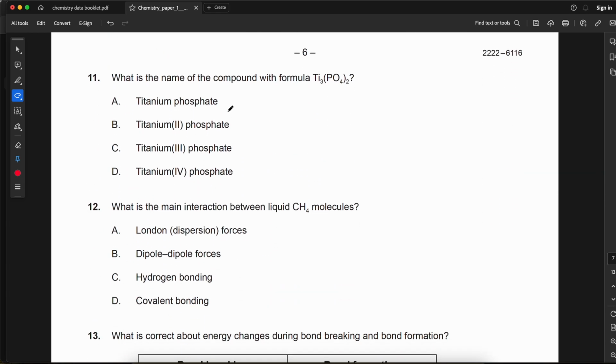What is the name of the compound with formula Ti3(PO4)2? So we need to make it into ions, the phosphate ion. These three belong to the phosphate ion and these two belong to Ti. So Ti is 2 plus because it's a transition metal. So 2 plus comes with this. All right, so the answer is B.